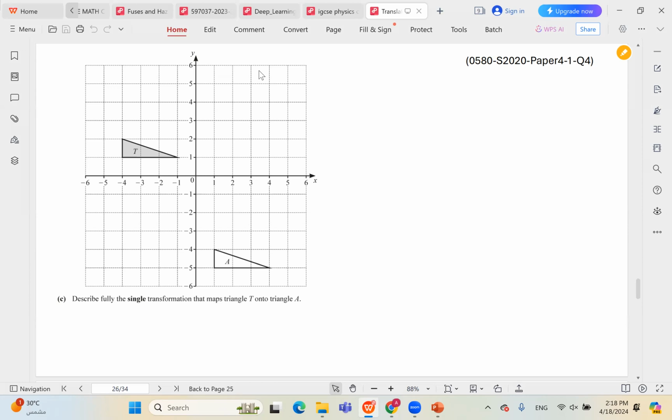So we want to go from T to A. So the rule, like we said before, is A plus T equals A dash. T here is the translation vector.